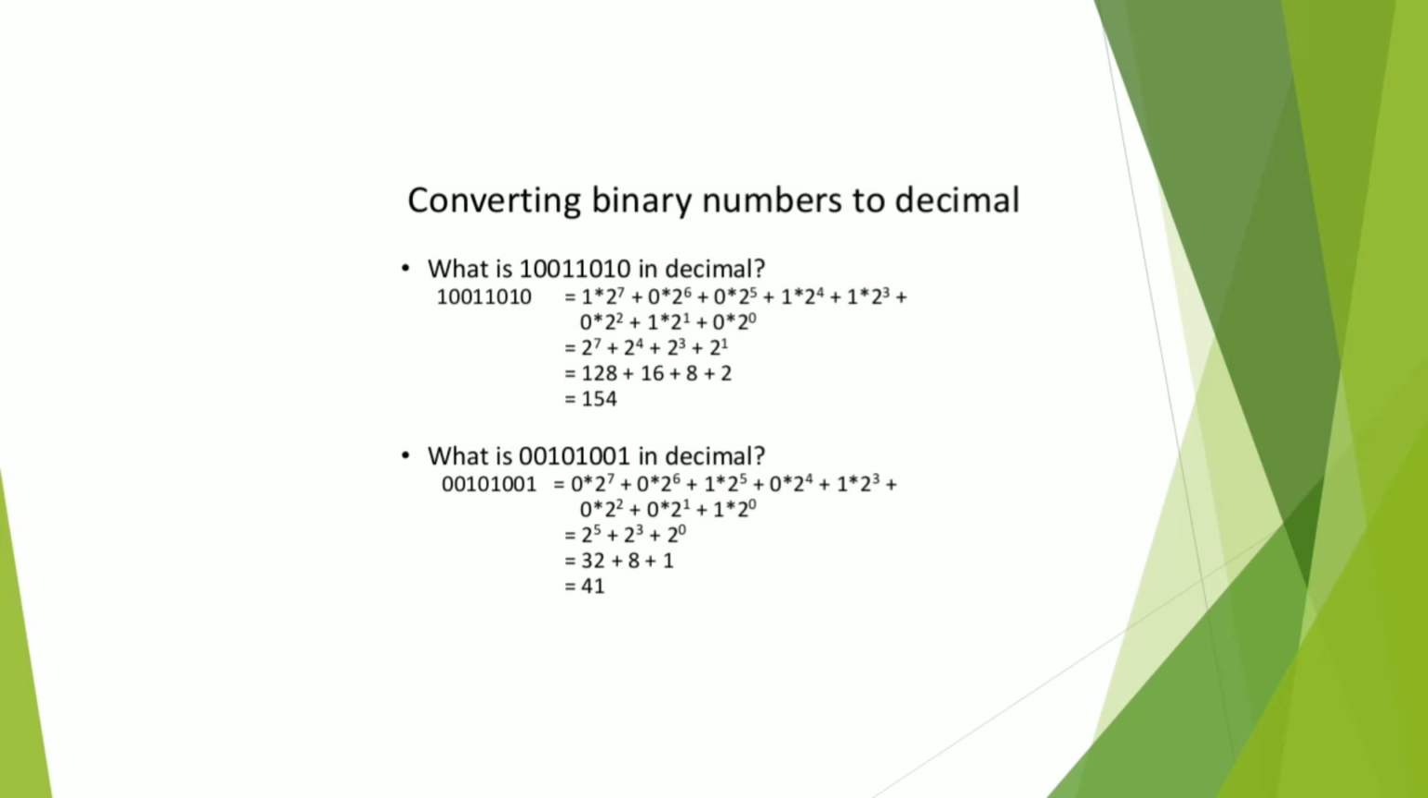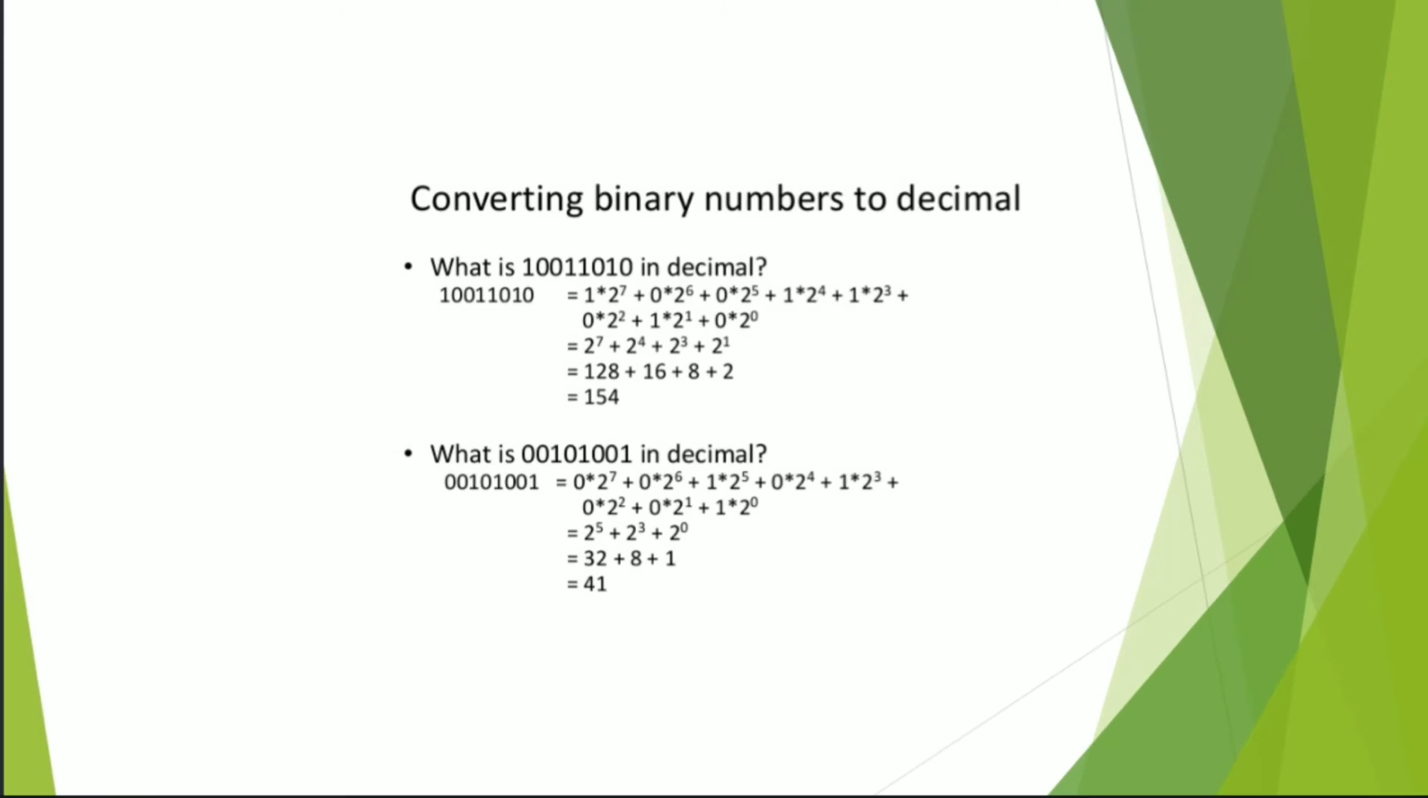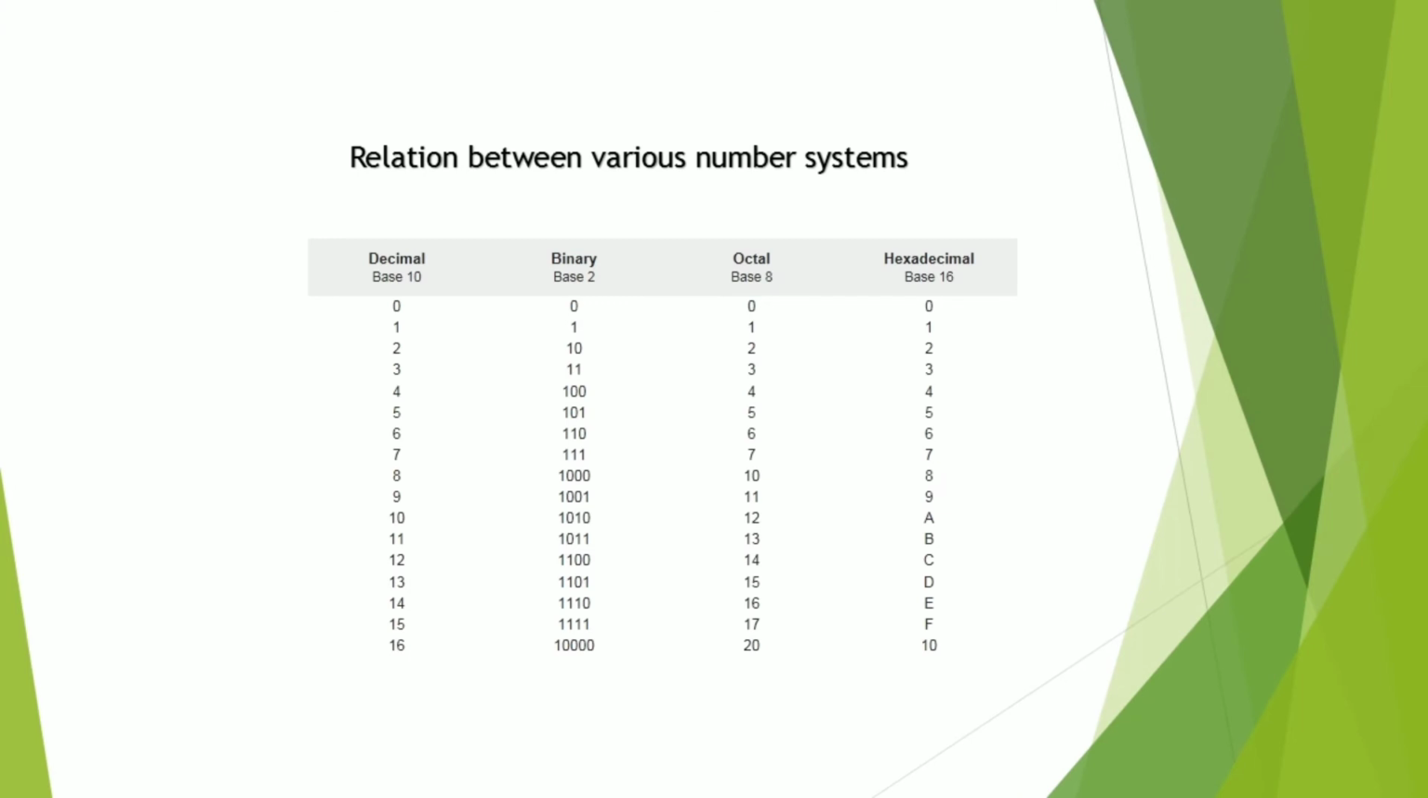Similarly, if we consider a binary number and want to convert it to decimal, what is the procedure? Start from the last digit and move, that means start from the right side and move to the left side. We start from this 0, that is 2 to the power 0 into this multiplier, plus 2 to the power 1 into this multiplier, and so on. So this binary number 1 0 0 1 1 0 1 1 1 0 is converted into decimal as 154.